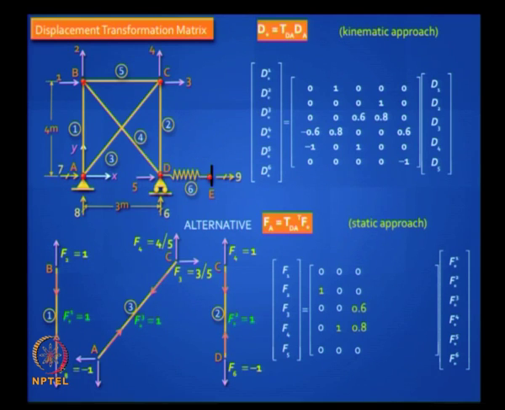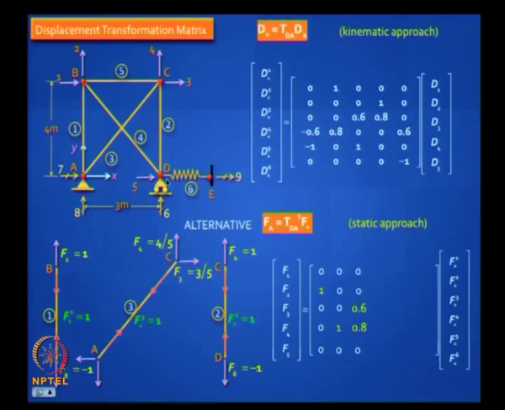Now fill up the next one. I am not going to draw any more. Minus 0.6, 0.8. No, now you are dealing with this bar 4. Minus 1, 0, 1, 0. Please do it and give me the answer.